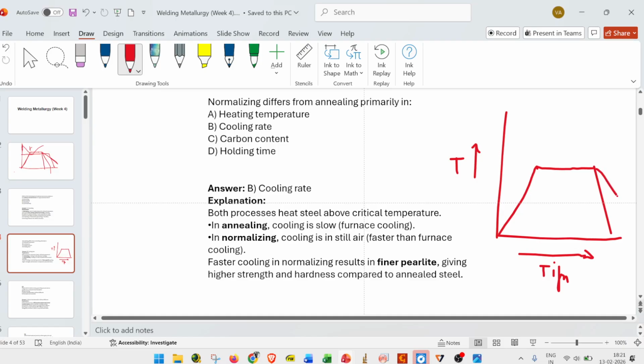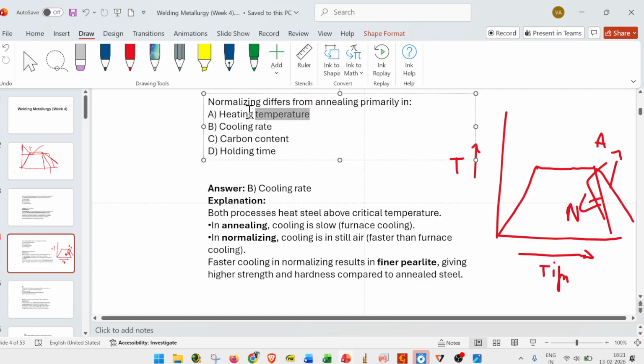In the case of normalizing, it will be much faster cooling, and this will be the normalizing, and this will be the annealing. Annealing is furnace cooling, so it is much slower cooling. Normalizing is done in an air environment, so it is a bit faster cooling rate. So the only difference is the cooling rate. Heating temperature, no, because in both cases we follow a similar procedure. It doesn't affect. Cooling rate is the one.